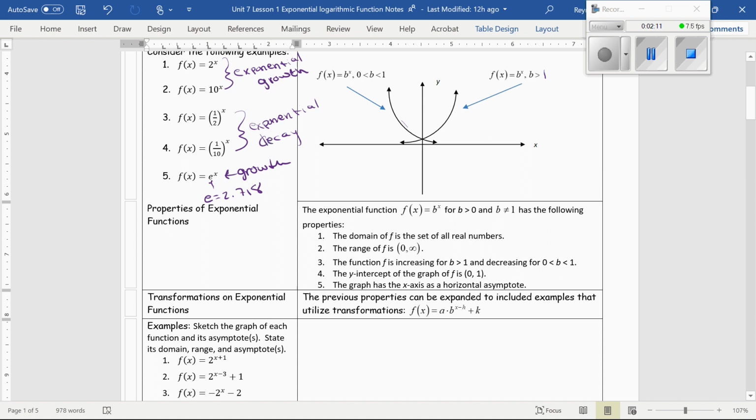So, properties of exponential functions. Again, the exponential function f of x equals b to the x, for b greater than 0 and where b cannot equal 1, has the following properties. Your domain is always all real numbers. The range will be from 0 to infinity unless there is a transformation. So this is your parent function. The function f is increasing for b greater than 1 and decreasing if b is between 0 and 1. So again, decay versus growth. And the graph has the x-axis as a horizontal asymptote. So your x-axis, y equals 0, is your horizontal asymptote.